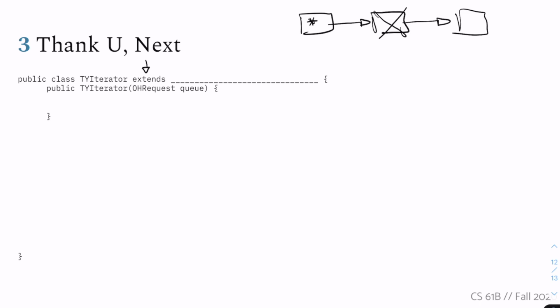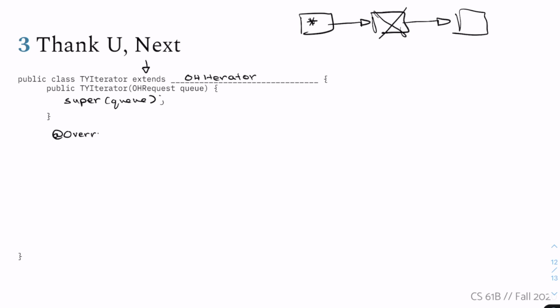It still has to abide by the rules of the thing, like the actual request has to have a good description and stuff like that. There's just this extra sort of thing on top of that. So we're going to extend OH iterator. And in our constructor, all we're going to do is call our superclass's constructor on queue. So it sets up all the variables for us. And that's done. Now we're only going to have to override one function in this, which is next.